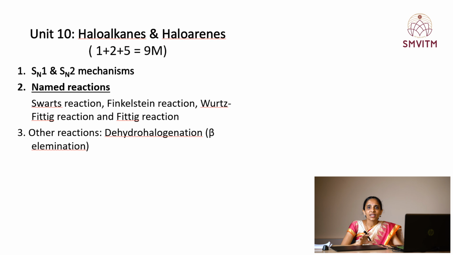Okay, so with that we have finished the inorganic chemistry portions of your textbook. Now moving on to the last and the vast section, that is part D, Roman number 5, organic chemistry. The first unit here is haloalkanes and haloarenes. Weightage is 1 plus 2 plus 5.